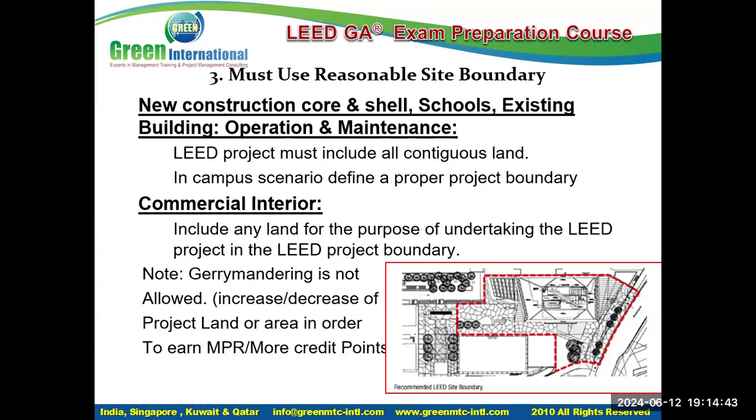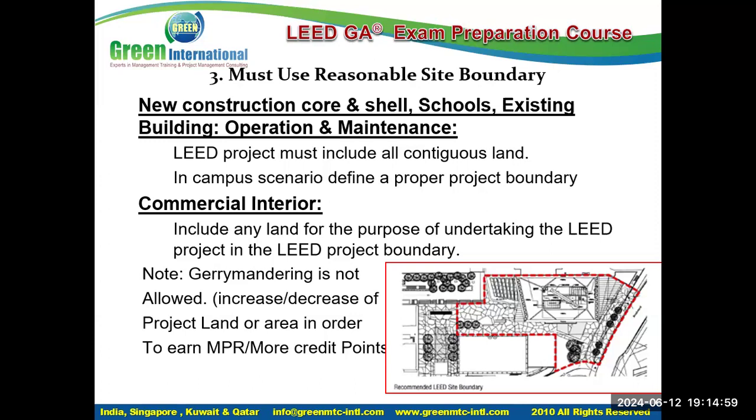What is gerrymandering? That means you omit or add some portion of land in order to gain the points or meet the minimum program requirement. There is some reason you either remove or add some portion of land, that is called gerrymandering. Gerrymandering is not allowed.